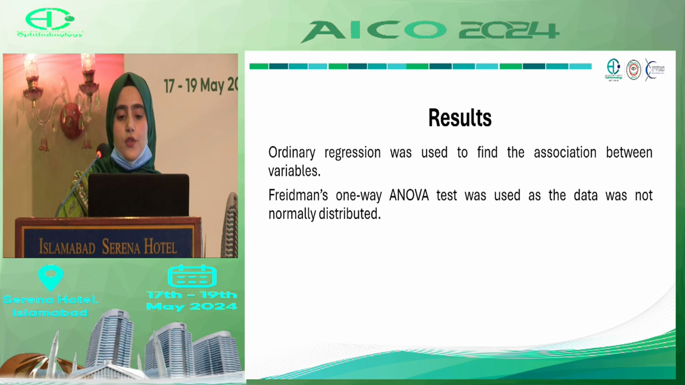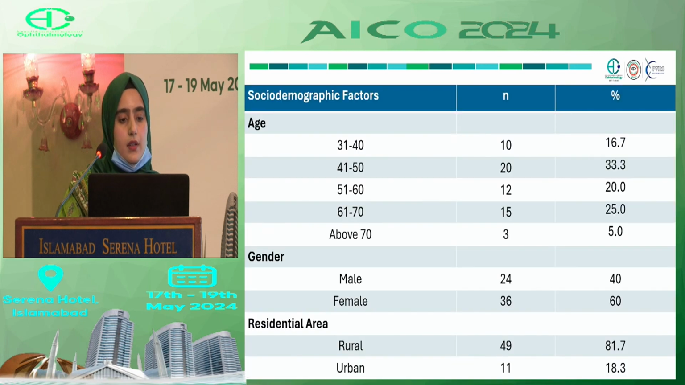Ordinary regression was used to find the association between variables, and Friedman's one-way ANOVA test was used as the data was not normally distributed. These are the socio-demographic factors. Age 31 to 40 were 16.7%, 41 to 50 were 33%, 51 to 60, 20%, and similarly 61 to 70, 25%, and above 70 were 5%.